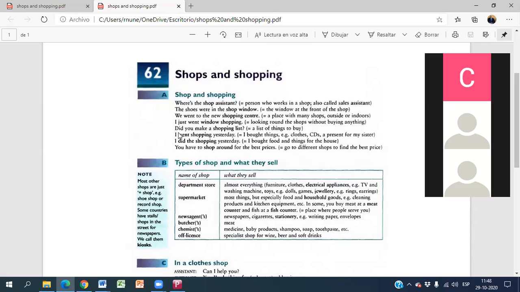All right. See the difference in the verb. I went shopping. That means you went to the mall and you bought things like clothes. But I did the shopping. That means that you went to the supermarket and you bought things for the house, right? Okay, continue. You have to shop around for the best prices. Go to different shops to find the best price.